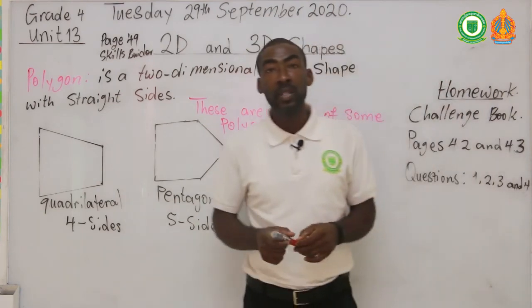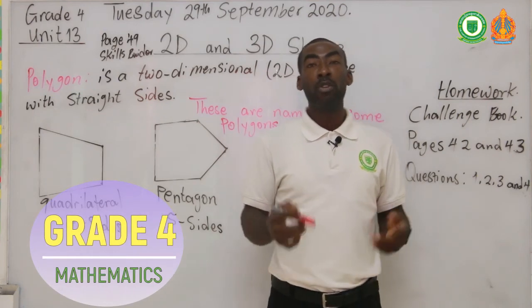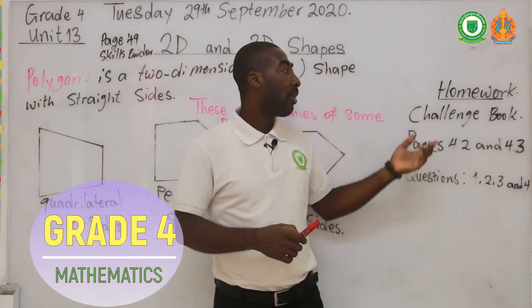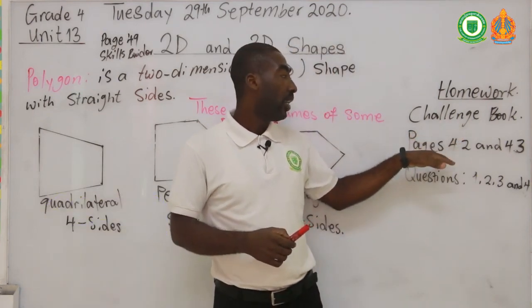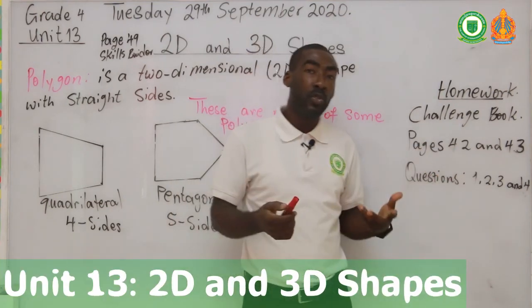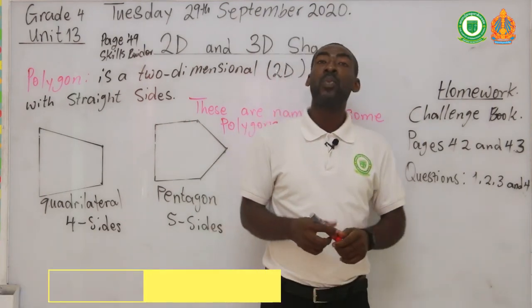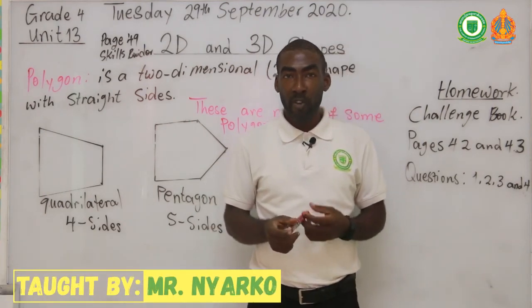You have done well in your first and second activities, and we will conclude this lesson by having our homework from the challenge book. We are doing our exercise from pages 42 and that of 43. Please, you are to answer questions 1 up to 4.